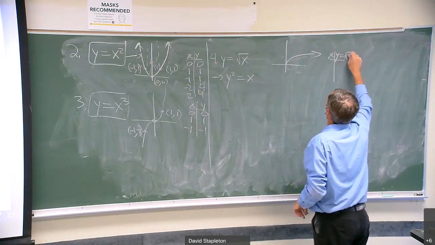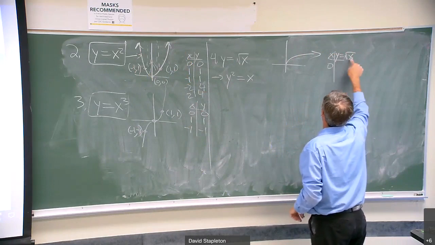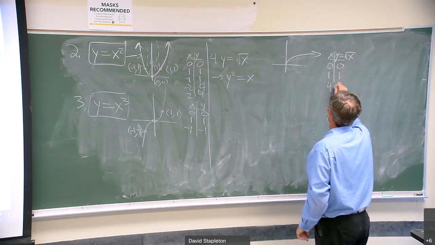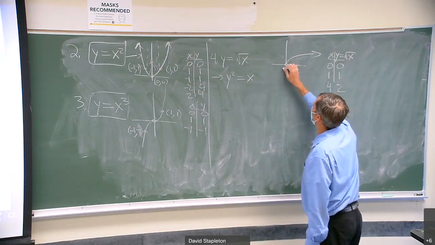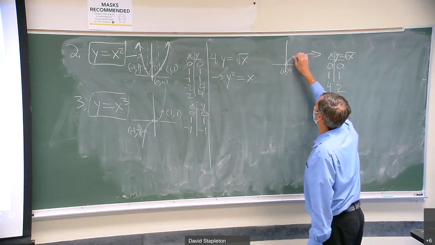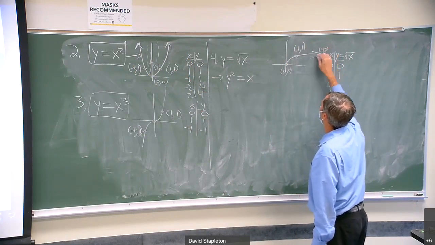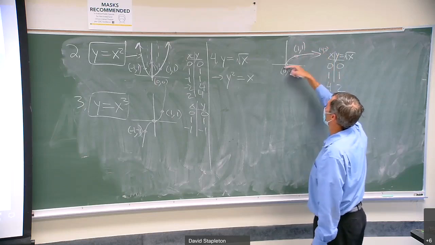So x versus y equals square root of x. You put in x equals 0, the square root of 0 is 0. Put in x equals 1, the square root of 1 is 1. You can put in 4 and 2. And so you've got 0, 0 here, 1, 1 here, and out here you've got 4, 2, and other points. So it shows you it bends over. It doesn't just go on a straight line.